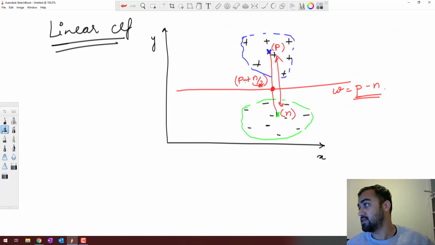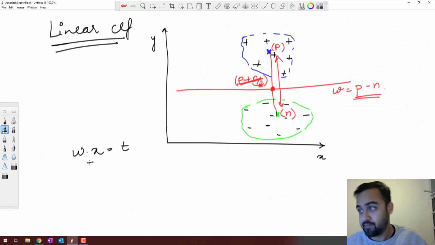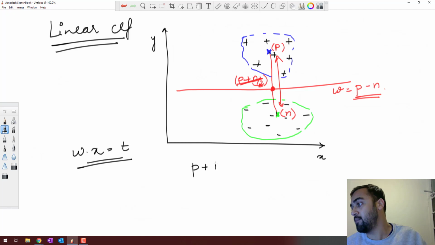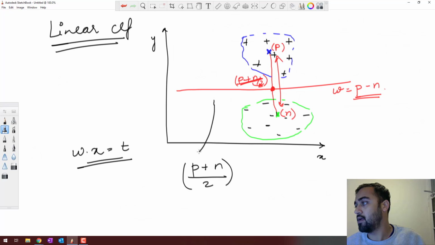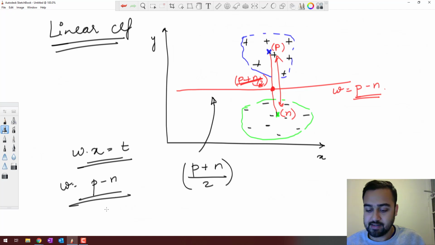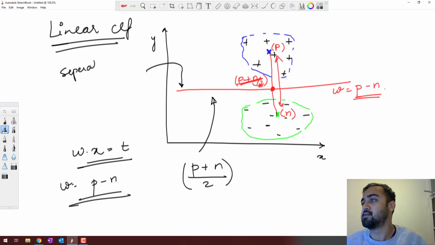And the point is (P plus N) by 2, right? So now our decision boundary was described by the equation, right? And we have the point (P plus N) by 2 lying on the line, right? Where W is equal to P minus N. And this is called the separating hyperplane.